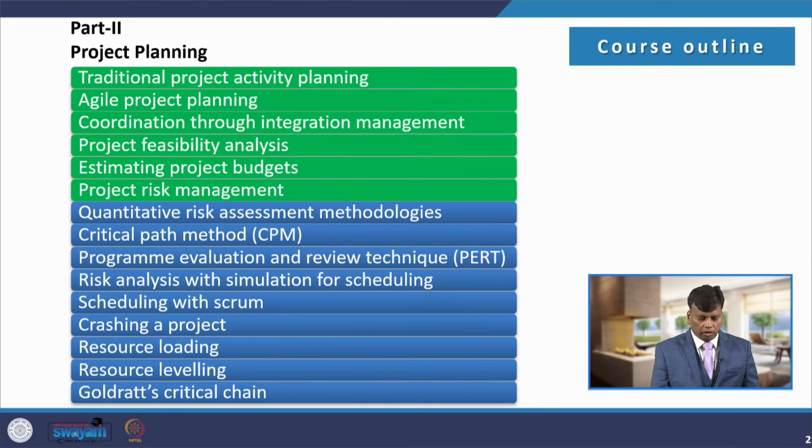Dear students, today we are going to cover another topic called project risk management. In the previous lecture, I discussed estimating the project budget. Now, I am going to discuss project risk management.